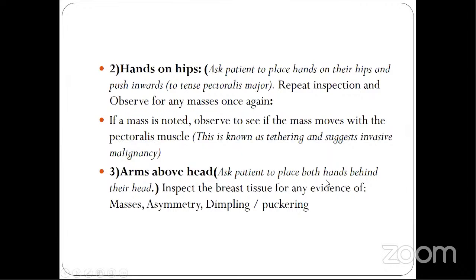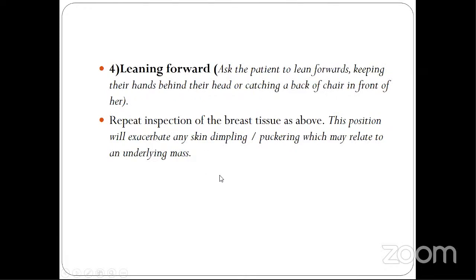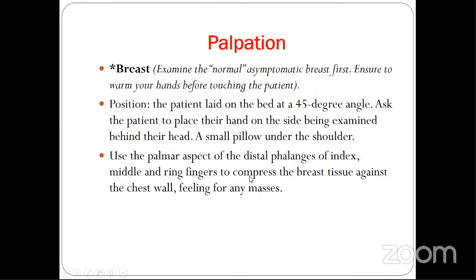Then the arms above the head. You will ask the patient to place both hands behind the head, and also inspect for masses, asymmetry, and dimpling. You will ask the patient to lean forward, keeping the hands behind the head or holding the back of a chair in front. Then you repeat inspection of the breast tissue as above for the other breast. This leaning forward position will exacerbate skin dimpling related to any underlying mass.